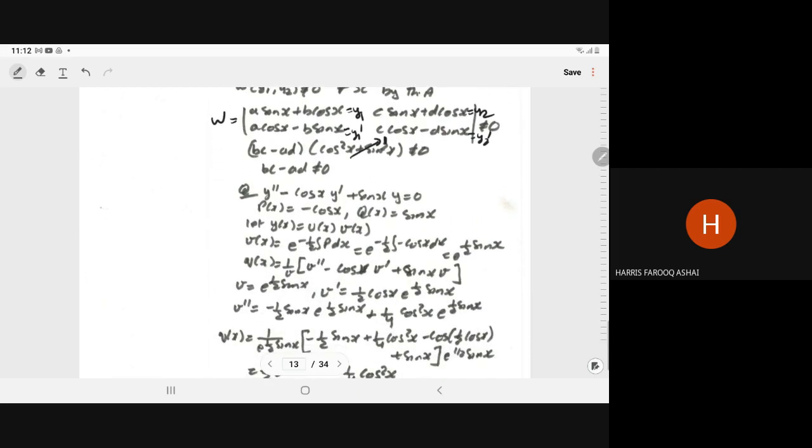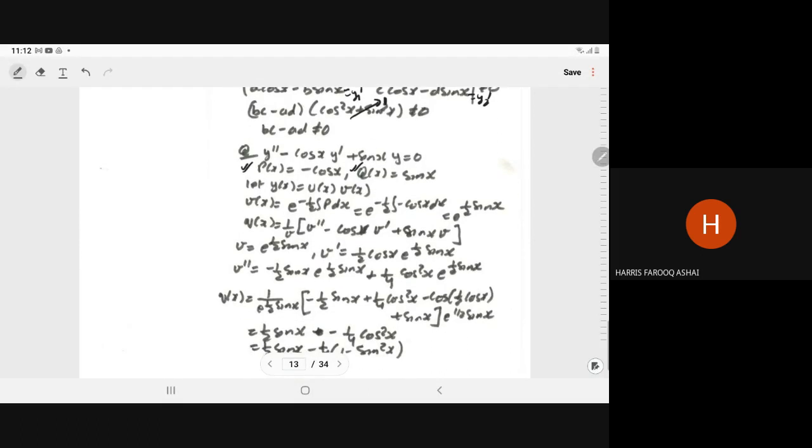Let us take this question: y double dash minus cos x y dash plus sin x y is equal to 0. This is already in standard form, so capital P is equal to minus cos x, capital Q is equal to sin x. You have to determine the nature of the solutions of the given differential equation.